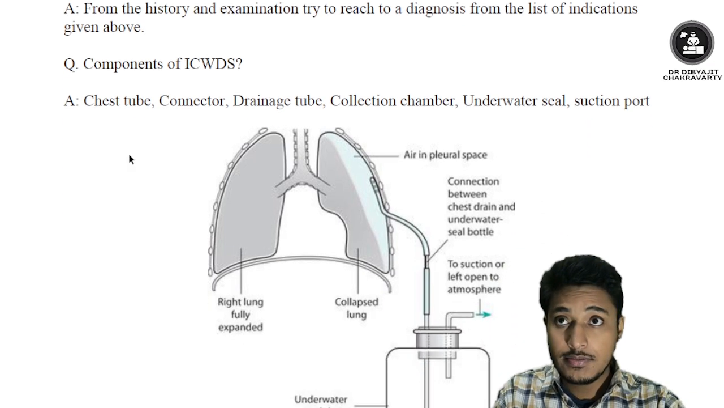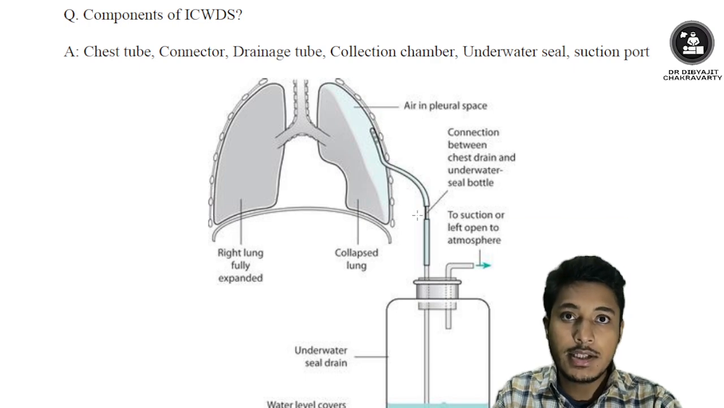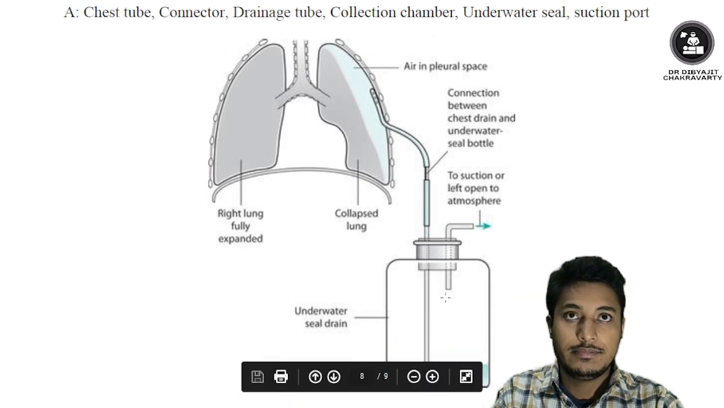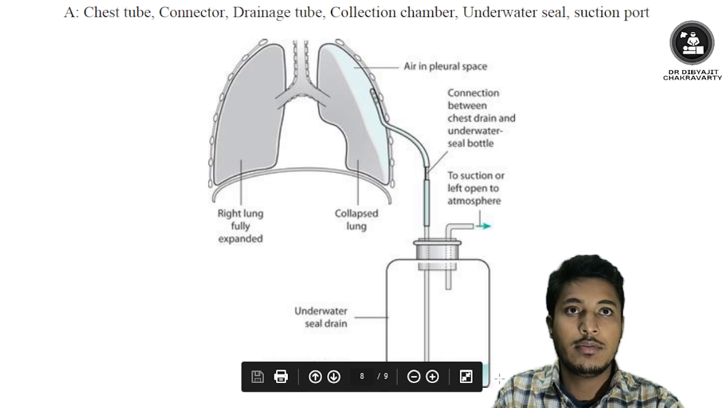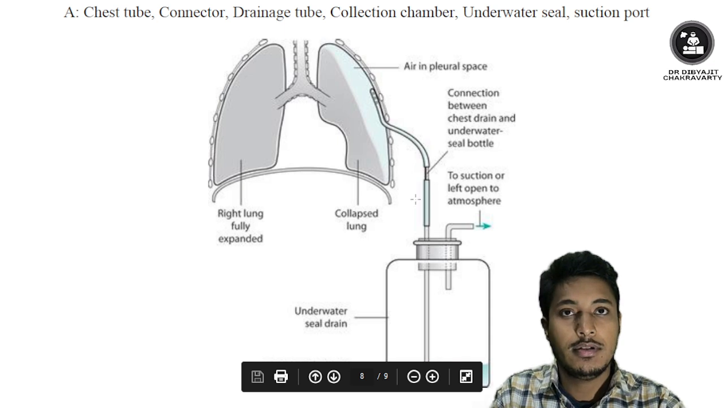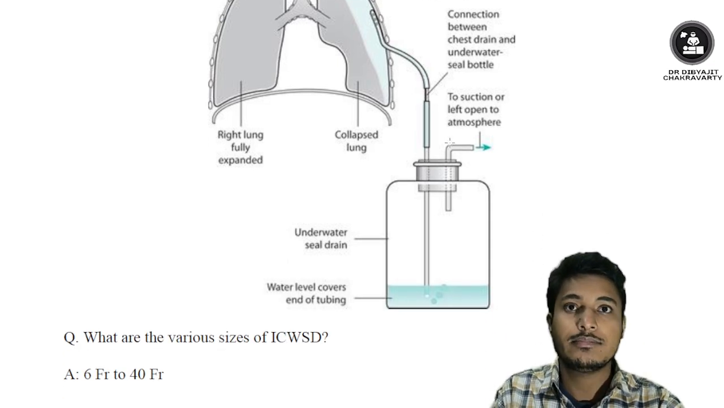What are the components of chest tube? As we have already discussed, the chest tube proper, then there is a connector, then there is a drainage tube, and there is a collection chamber, and there is an underwater seal, and this tube should be immersed 2 to 3 centimeter into the water, or water should be filled up to the initial mark or minimum level. And there is a suction port which provides intermittent negative suction to clear out the pleural space.